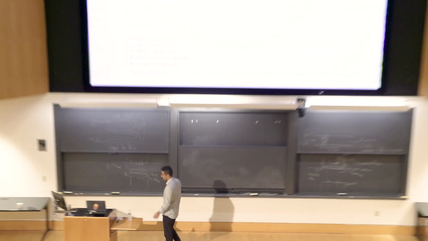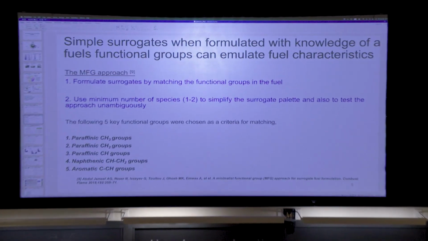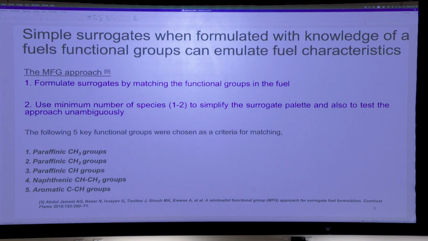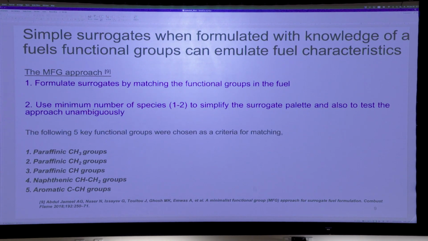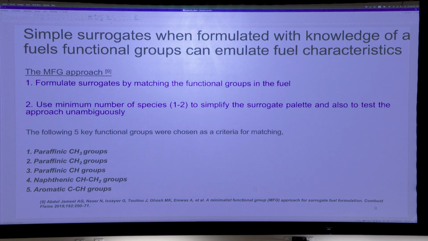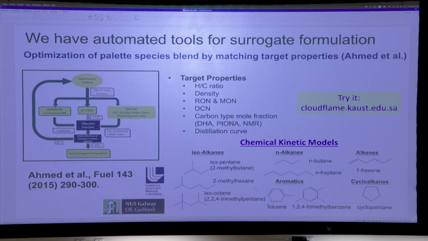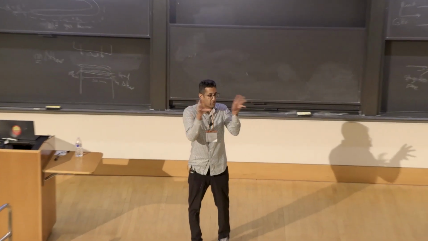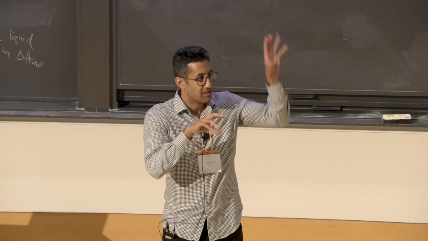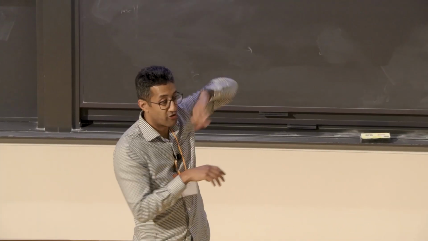And so we call this minimalist functional group approach. It's just a way to test this hypothesis. So first, whenever we formulated surrogates, even in this previous case up here, we were taking 20 hydrocarbons or 10 hydrocarbons and mixing them together to match the different PONA distribution.